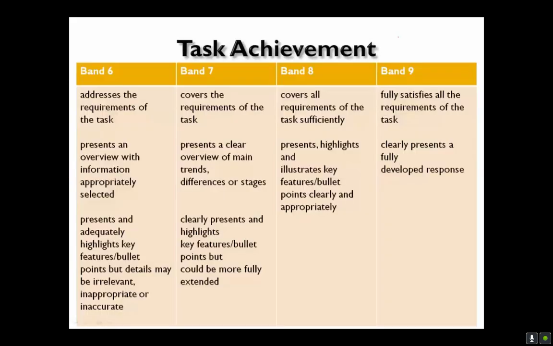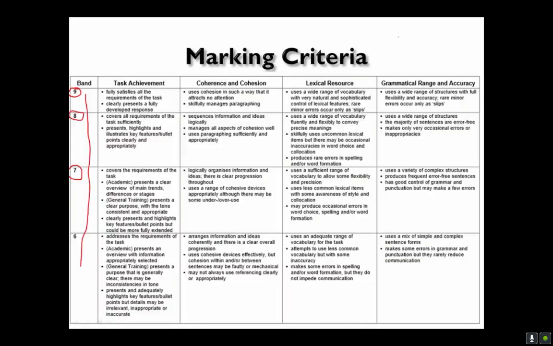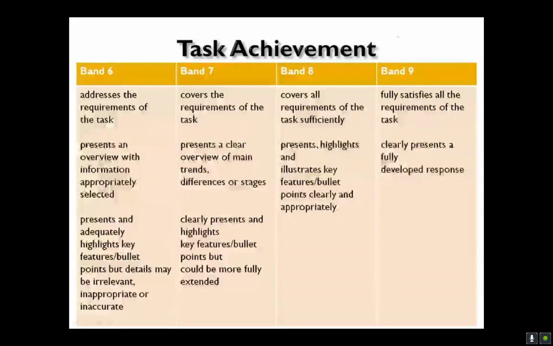So the first one is task achievement. I've broken this down. I'm using the same language as this, but I just wanted to show you it in an easier to understand format just for task achievement. So this is band 6, band 7, band 8, and band 9. Task achievement is sometimes referred to as task response, and it just means, did you answer the question correctly? This is one of 4 criteria, and this criteria judges your ability to answer the question.